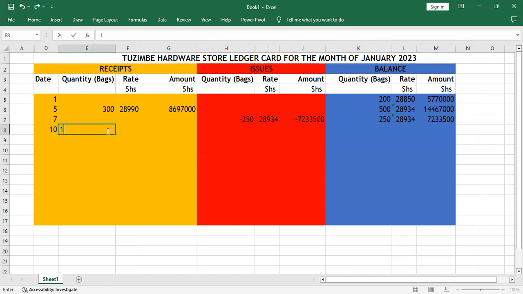Issued out 170 bags of cement. How much is the price? That is 28,800.